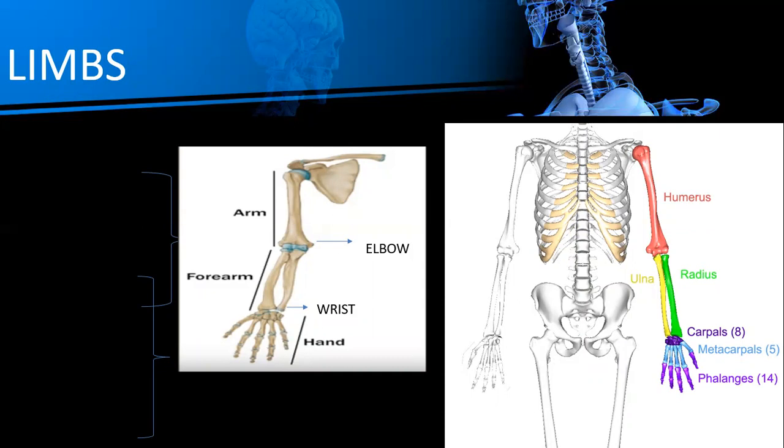Hand has 27 bones in all. The wrist has 8 bones. Palm has 5 bones and the 5 fingers together have 14 bones. The 27 bones in the hand help us to write, draw, and carry out other activities.